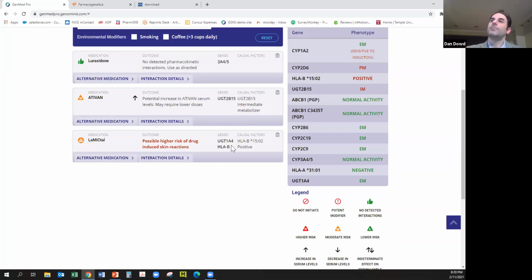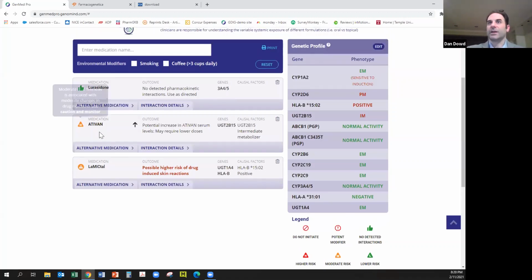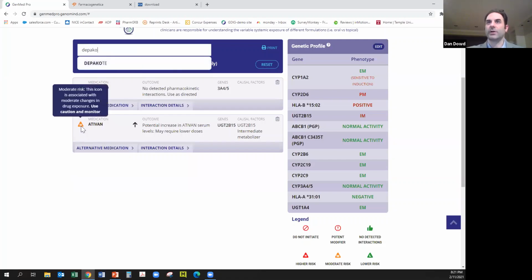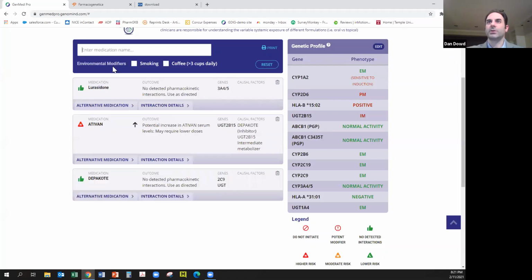Okay. Let's move on to Ativan or lorazepam here. So here's Ativan. This is a moderate interaction. We expect a moderate increase in blood levels, and that is due to this person's genotype. Okay. If I wanted to add, let's get rid of Lamictal for a moment and add Depakote, valproic acid. Okay. Before I add this, keep an eye on this icon right here. Right now it's moderate. I add Depakote, and that immediately becomes a high-risk interaction.